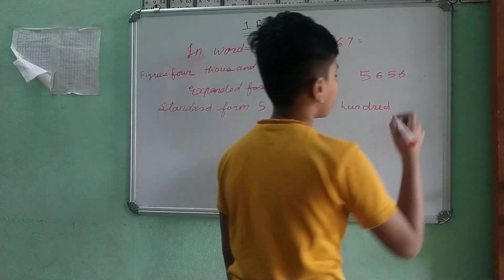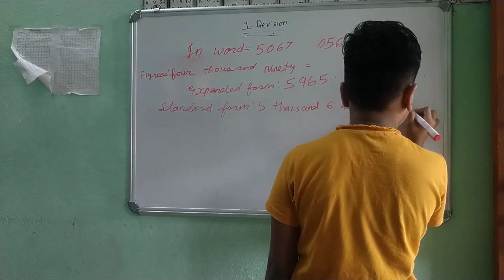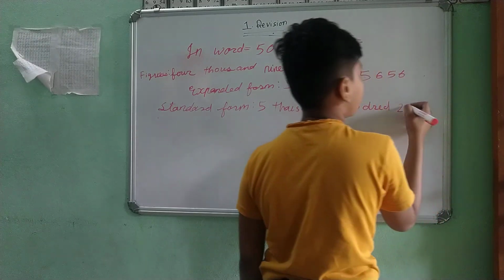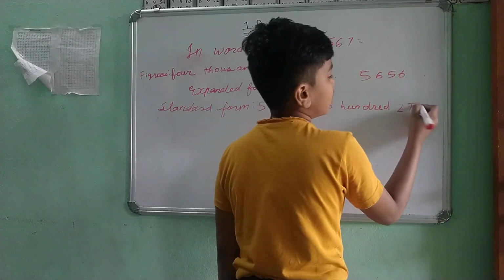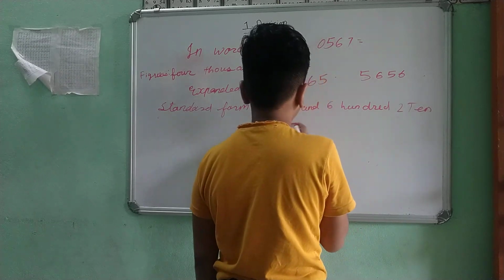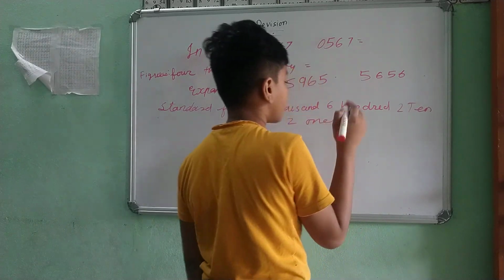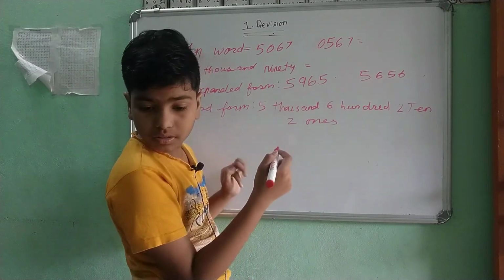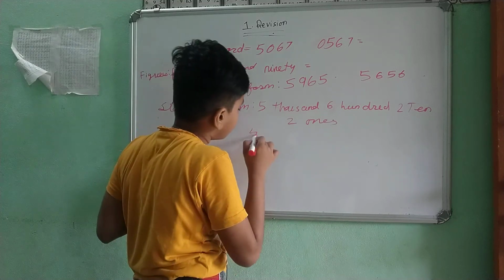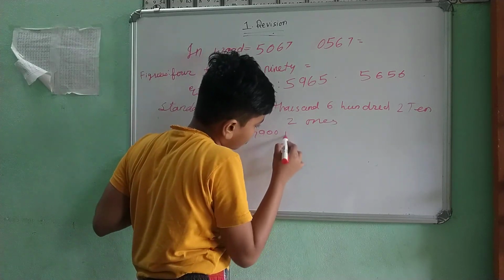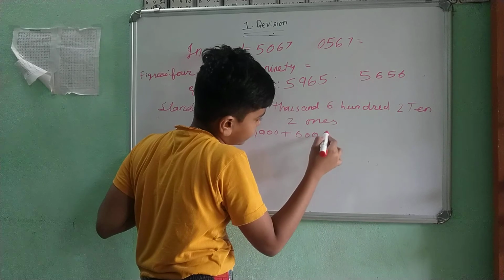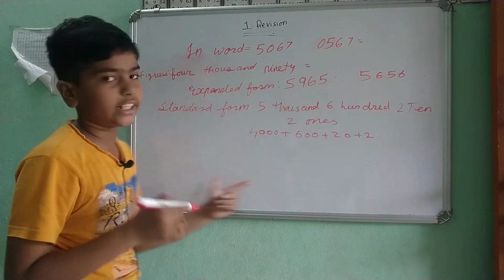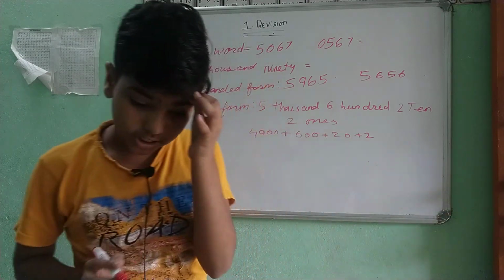Then 20, 620. Okay, the standard form. Another question on the standard form is 4,620 plus 2. If any mistake happens in writing, please do it in a nice way, because I'm in a hurry.